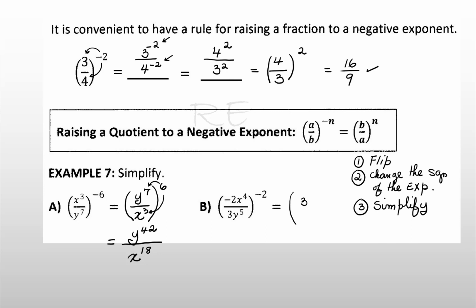We're going to flip, so it's going to be 3y to the 5th divided by negative 2x to the 4th. Then change the sign, which becomes 2. Distribute 2 over 3, the exponent over 3. We get 3 squared, which is 9. 2 over y to the 5th, we get y to the 10th. Distribute the exponent 2 over negative 2 to the 1st. It'll become negative 2 to the 2nd, which is 4. Negative 2 times negative 2. And x to the 4th to the 2nd will become x to the 8th.